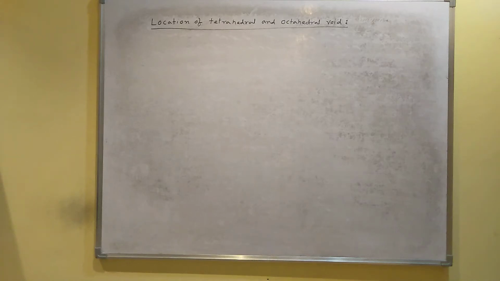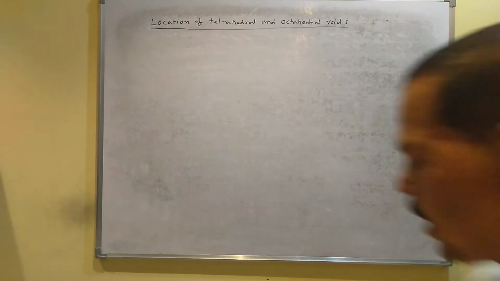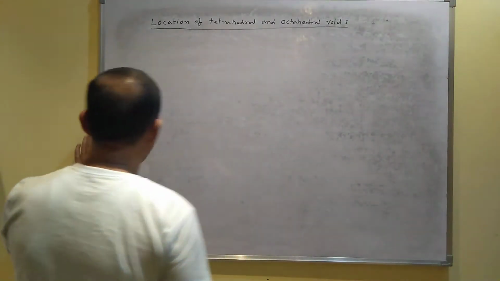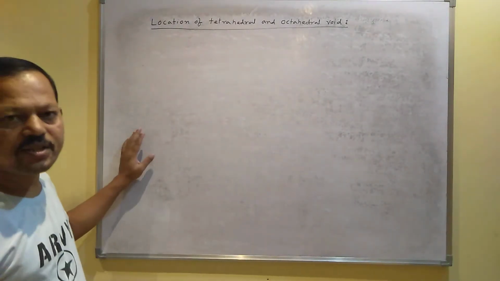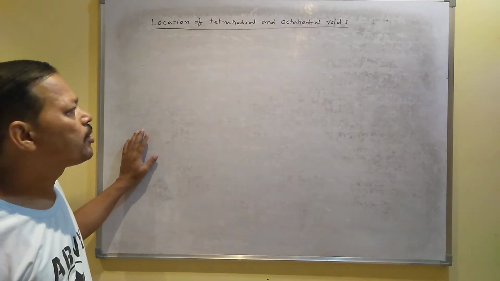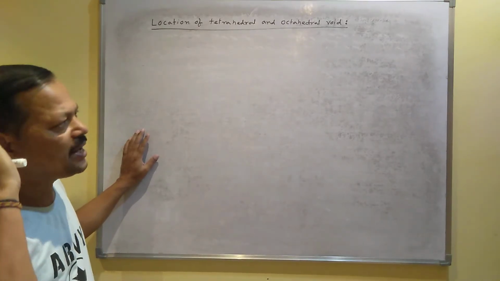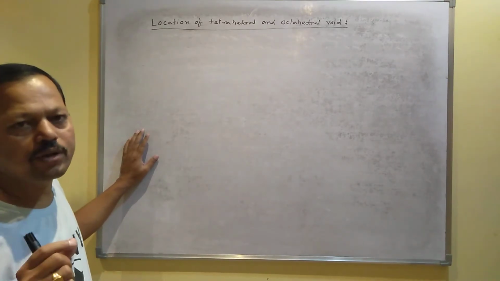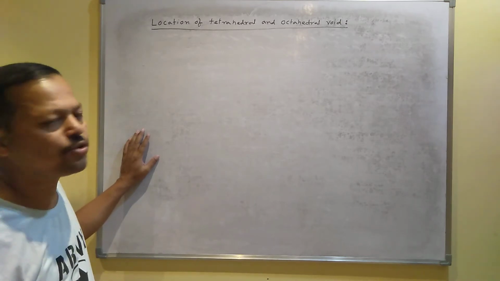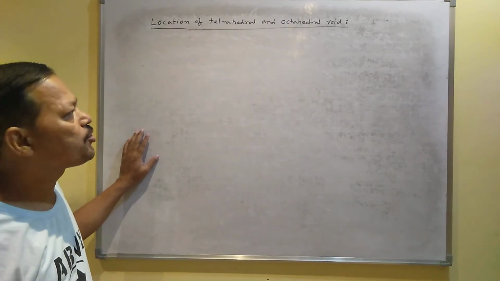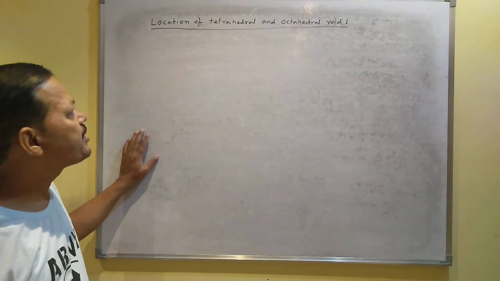Good morning, students. So we are studying the first chapter, solid state, and in the last class we did the close packed structures. In 3 dimensions you have three types of packing: one is called simple cubic packing, one is called cubic close packing, and one is called hexagonal close packing, HCP.